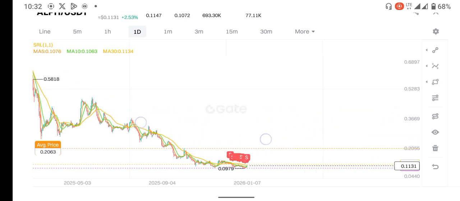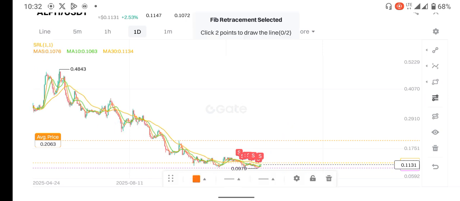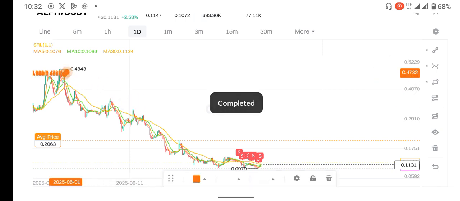Okay, so let me pull out the Fibonacci retracement. Let's see what's going to happen in the market on a long-term basis. So if you're trading long, this can provide a guideline to where you put your take profit point.